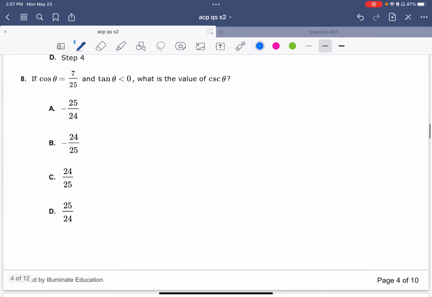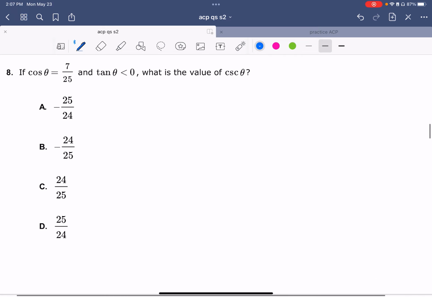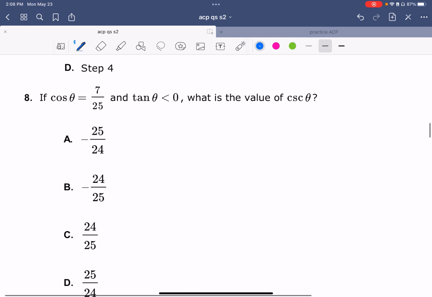Moving on to number 8. If cosine theta is 7 over 25 and tangent theta is less than 0, what is the value of cosecant theta? So they tell you that cosine is positive, and tangent is negative because it's less than 0. You can use your All Students Take Calculus coordinate plane to figure out what quadrant it has to be in.